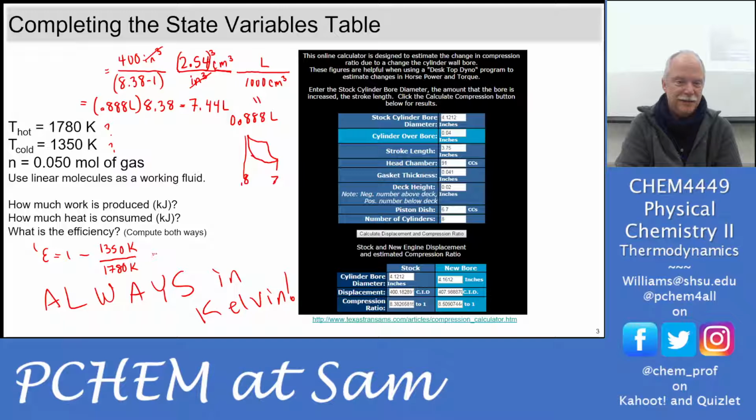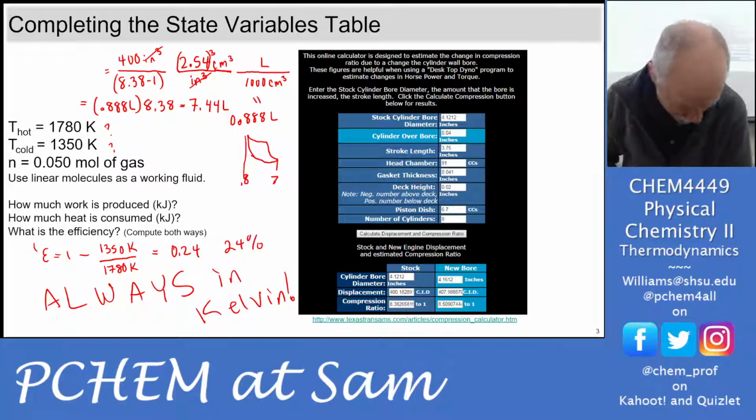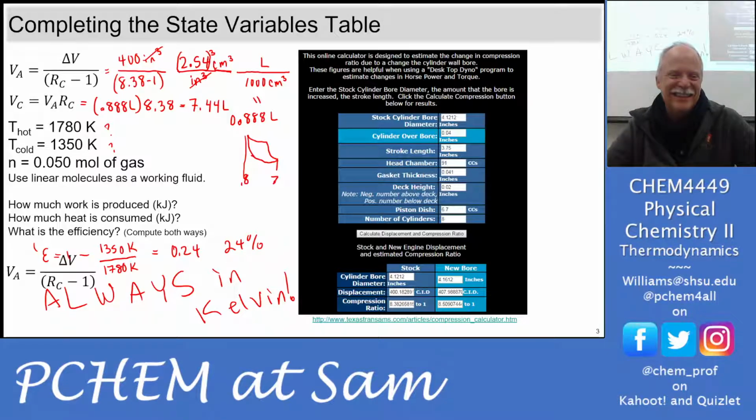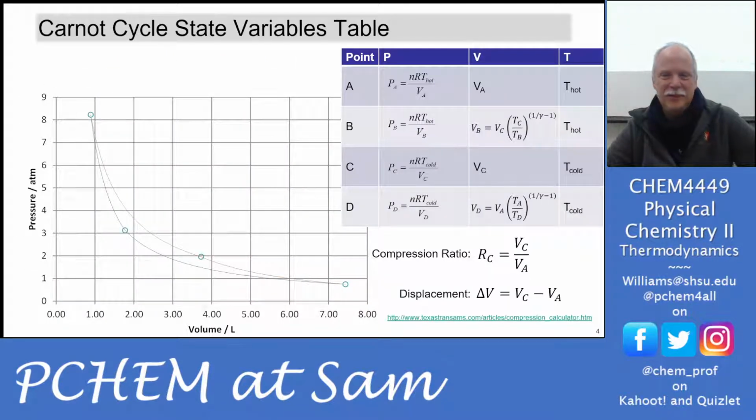Okay. So what is that efficiency? 24%. Yeah, 0.24. So 24% efficient, which is pretty good. It doesn't sound good, but that's pretty good. It's a depressing part of science. The 24 is good.